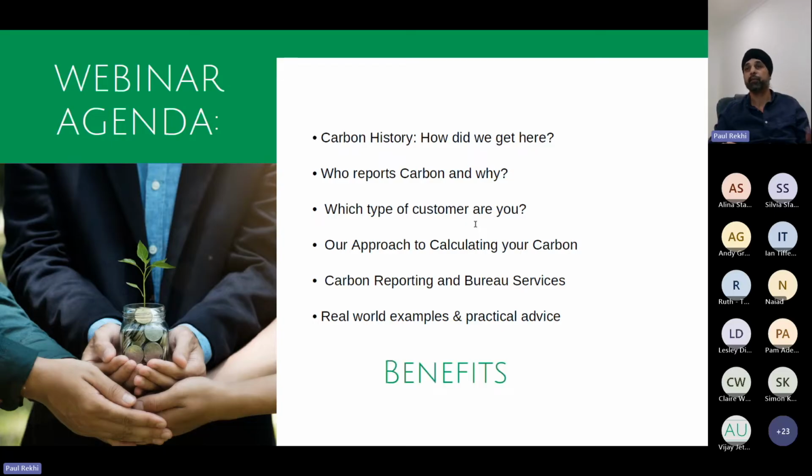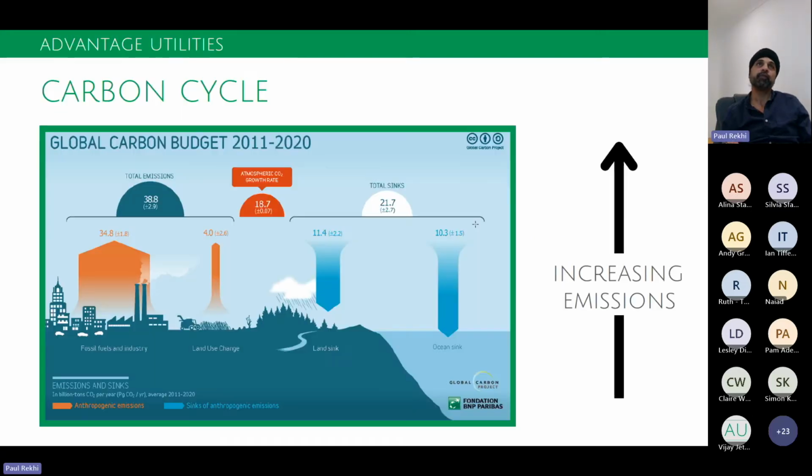The aim with all of this is for me to provide you with the benefits associated with doing all of this. I think a good place to start, to get everybody on a level playing field, is to give you an idea of carbon history, why people are reporting, and how we even got to this place in time. Once everybody's on that precipice, we can move forward from there. So just to give you the brief history.